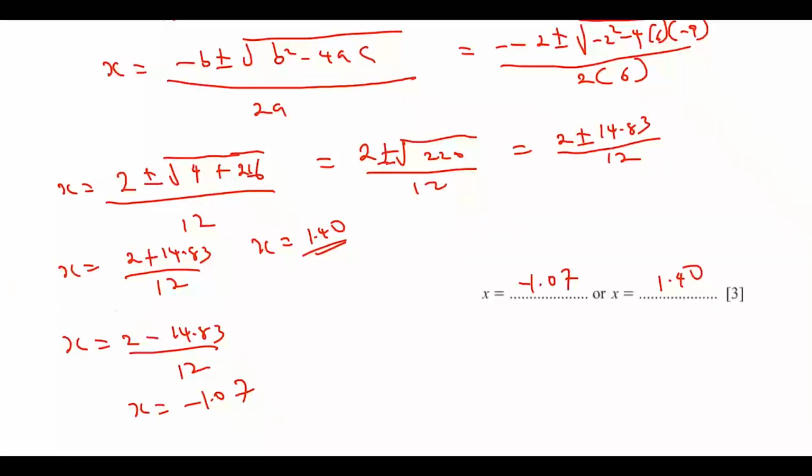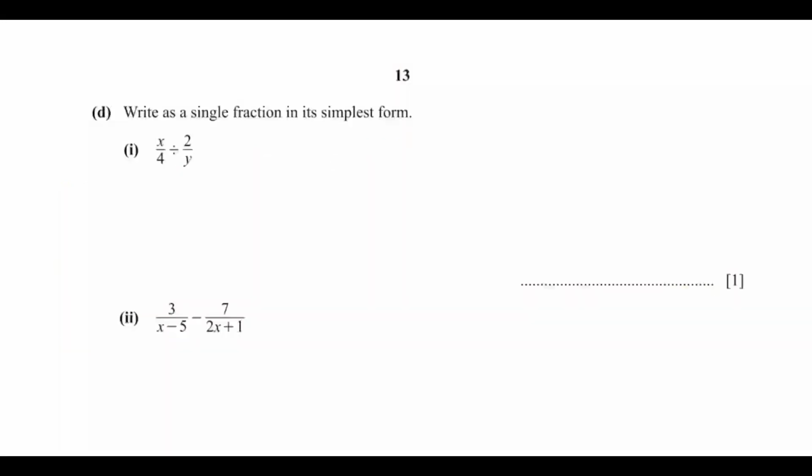So that is how to solve that question. Now there is a part D. In part D, write as a single fraction in its simplest form. So this will be x over 4. You change the sign of division to multiplication and you flip the fraction. So that will be y over 2. It will be xy over 8. So that will be the final answer, xy over 8.